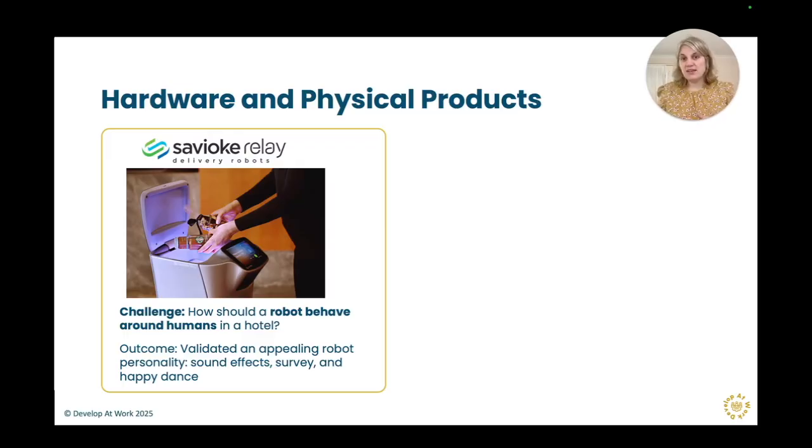So they ran a design sprint to come up with what would be an appealing behavior for a robot. Thanks to the design sprint, they identified what should be that robot's personality. And after releasing the robots in some hotels in the States, they got quite good coverage by media outlets because of how successful and loved they were by the guests of the hotels.